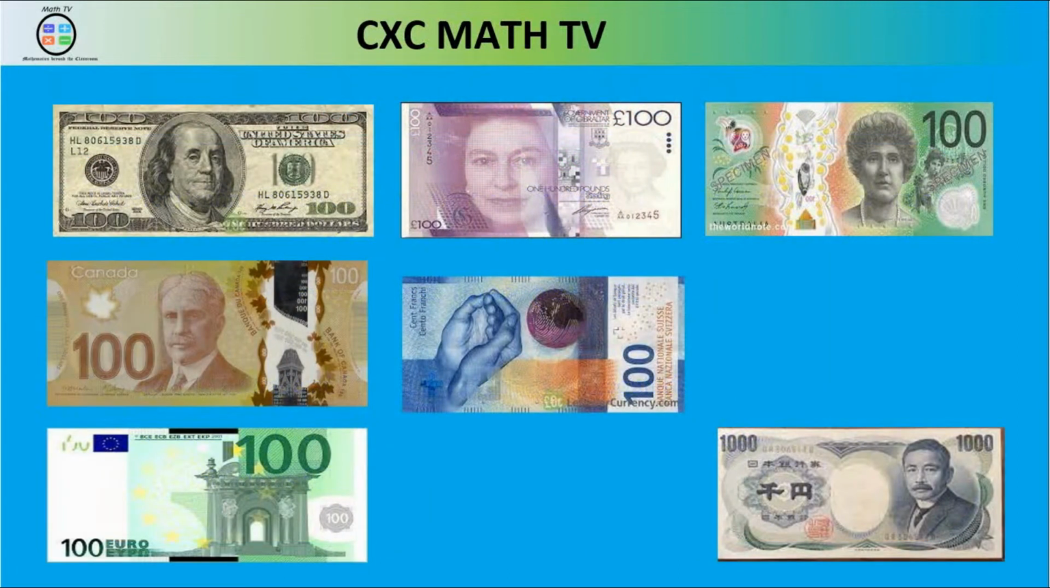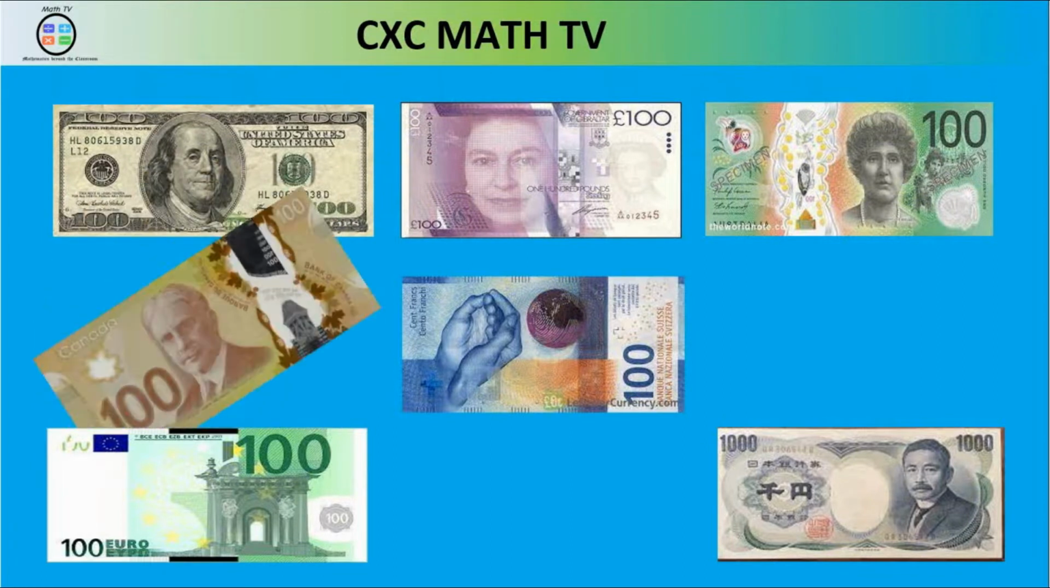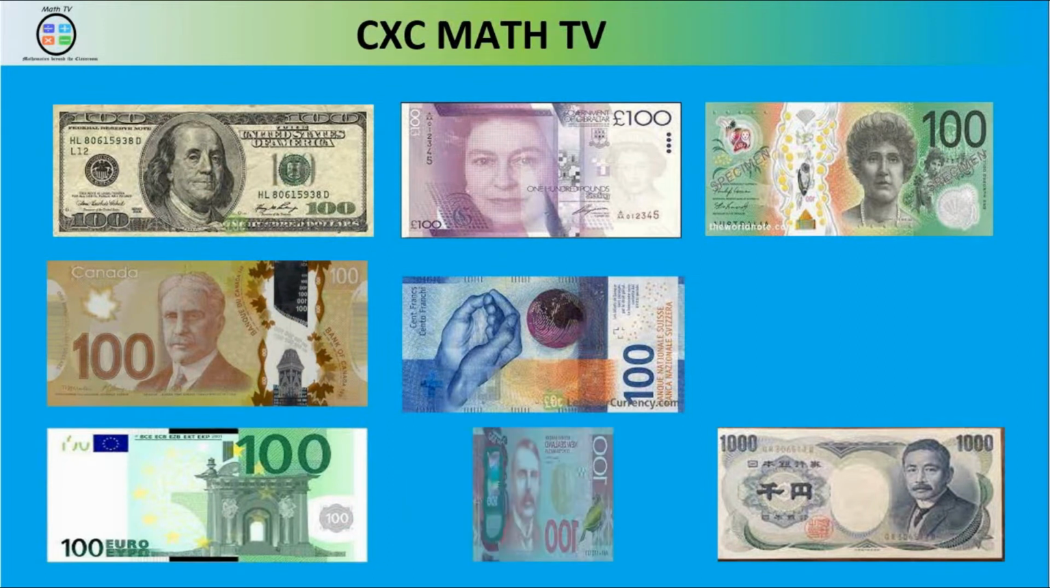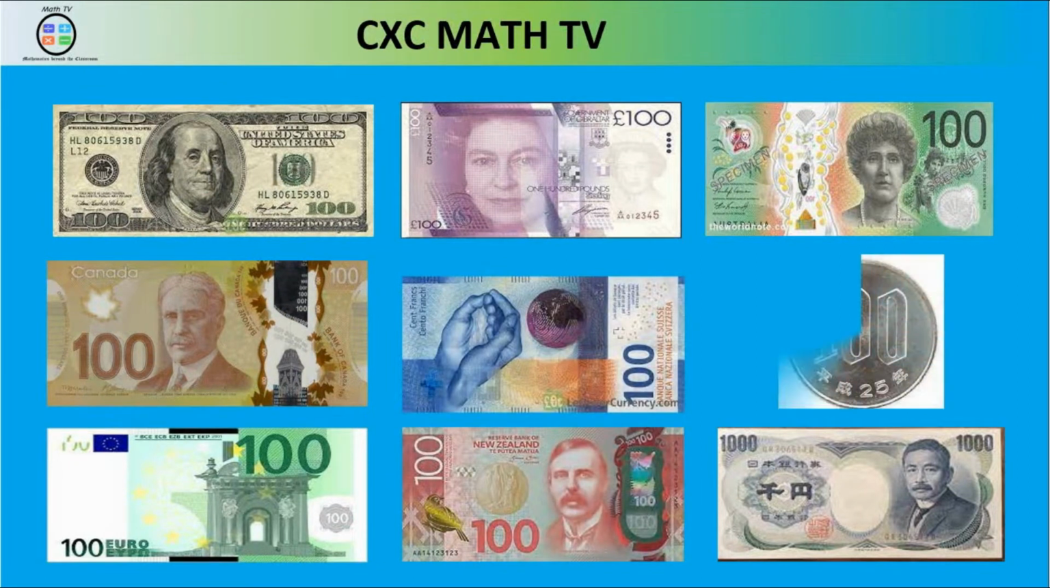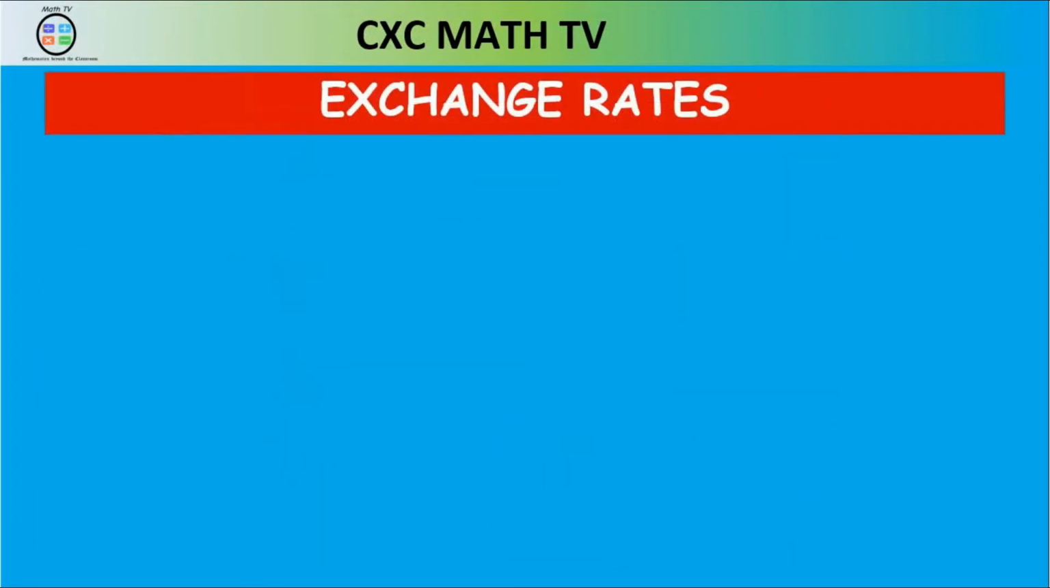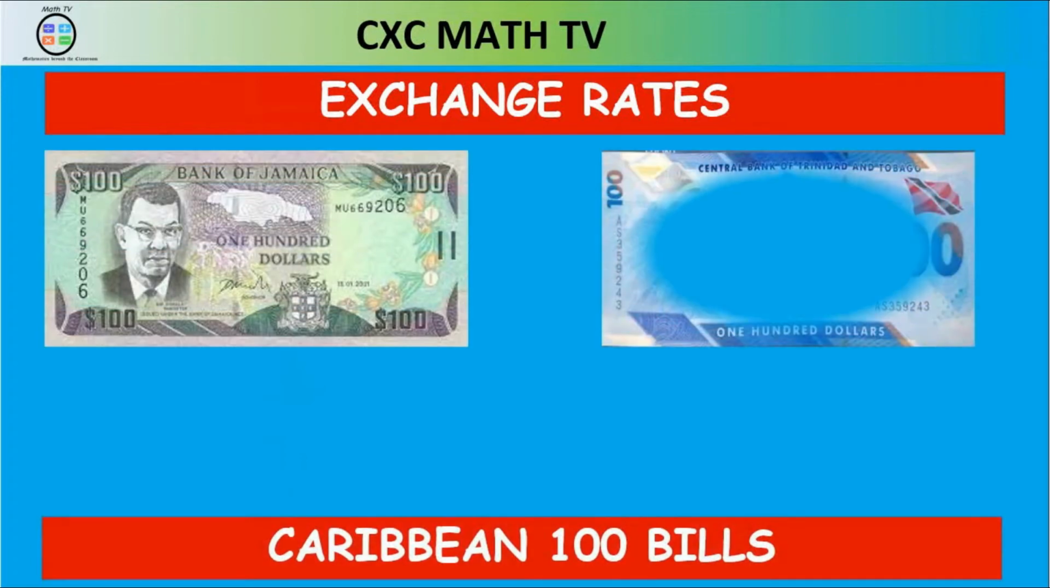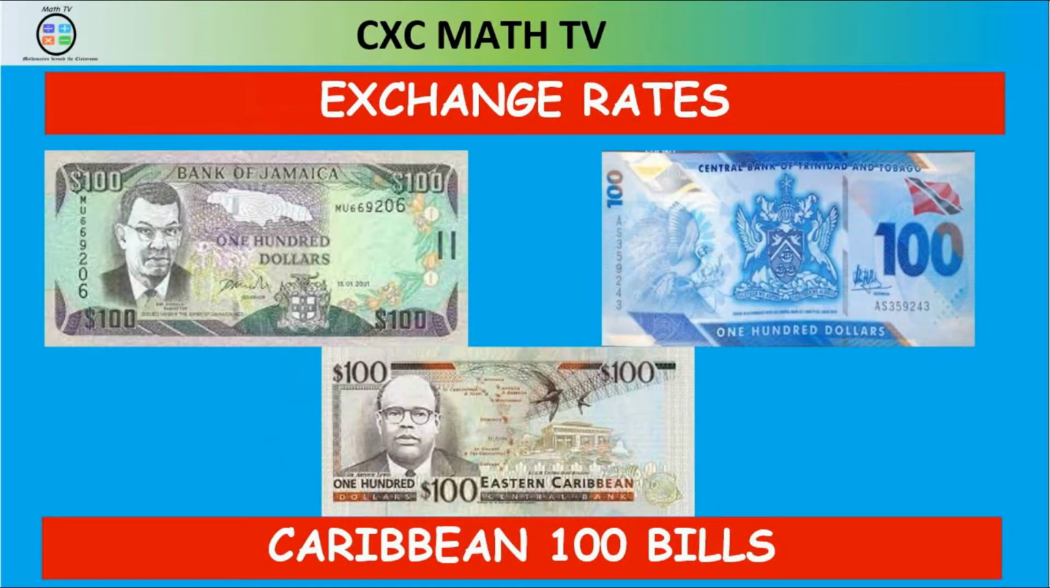So on the screen, you're seeing some popular $100 bills: the US bill, the Canadian bill, the Kiwi bill, the Euro, the Australian, all of these $100 bills. And of course, let's move over to the Caribbean $100 bills. You have the Jamaican $100 bill, the Trinidad and Tobago $100 bill, and the EC, Eastern Caribbean $100. These are usually a little less in value compared to the States and European countries, but that's okay.